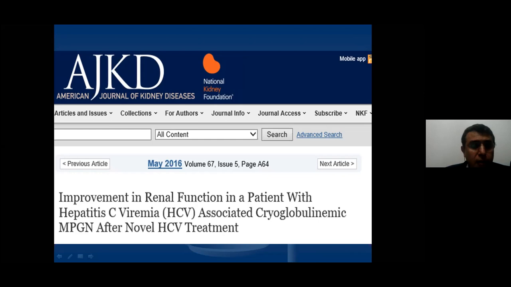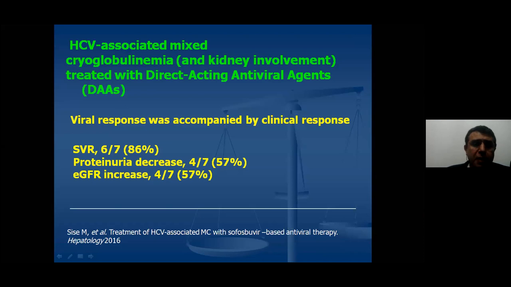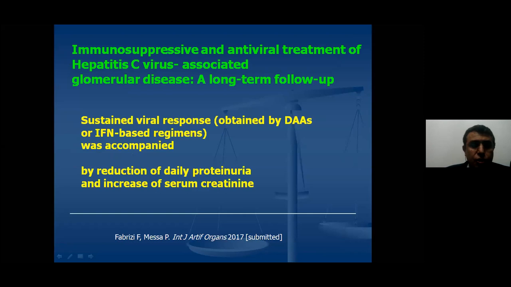Other evidence: hepatitis C virus associated with mixed cryoglobulinemia treated with direct acting antiviral agents. In these situations, we have seen excellent viral response, proteinuria decreases, and kidney functions improve, with improvement of estimated GFR. Another evidence on immunosuppressive and antiviral treatment of hepatitis C virus associated liver disease, in a long-term follow-up, found that treatment with DAAs, or previously interferon, was accompanied by reduction of proteinuria and stabilization of the kidney functions.